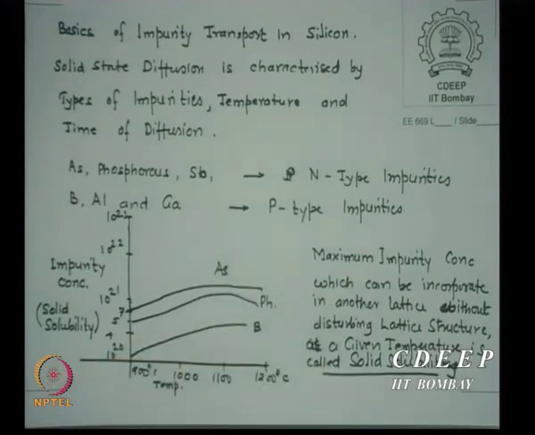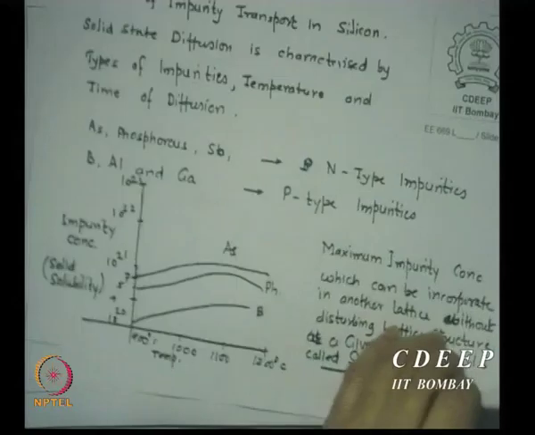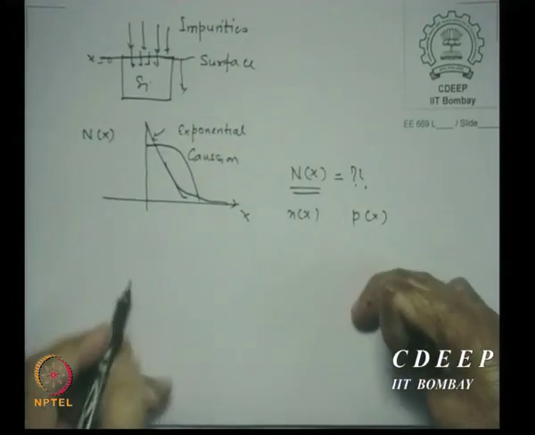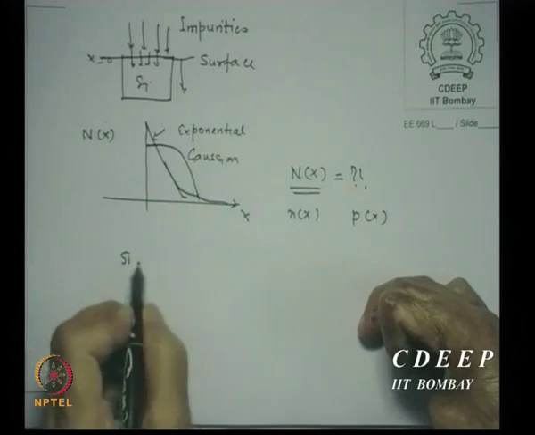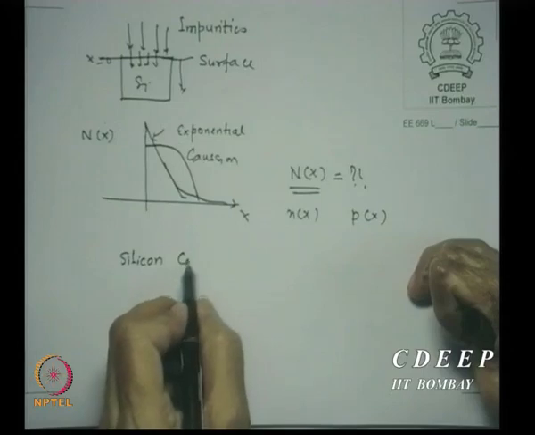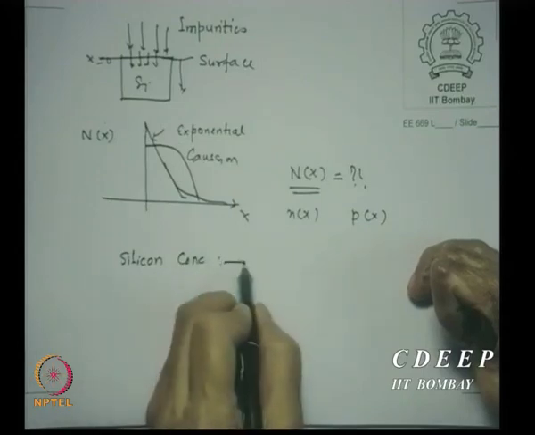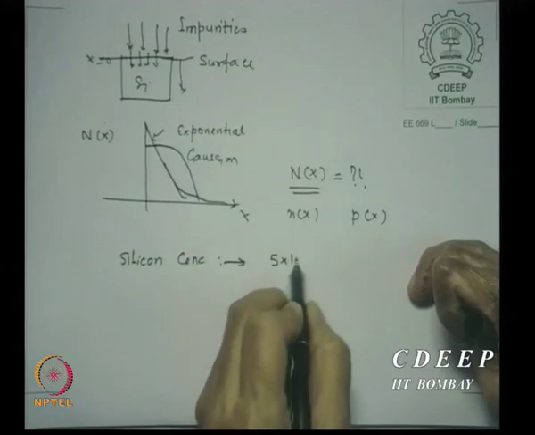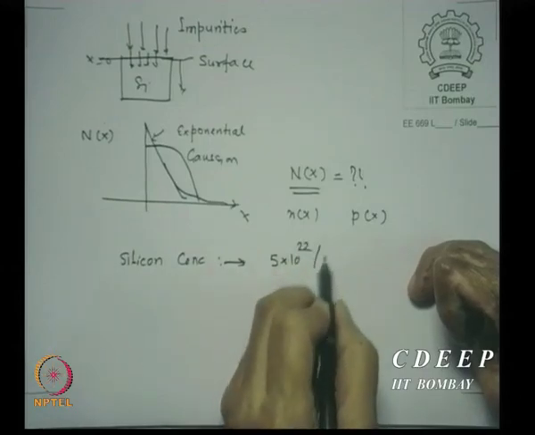What is the maximum concentration I can get at the surface? For your kind information, I will just say some numbers and come back to this. The maximum silicon concentration at a normal temperature is 5 into 10 to power 22 atoms per cc.